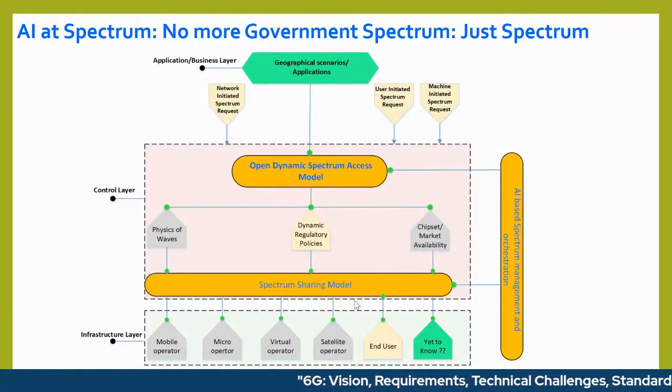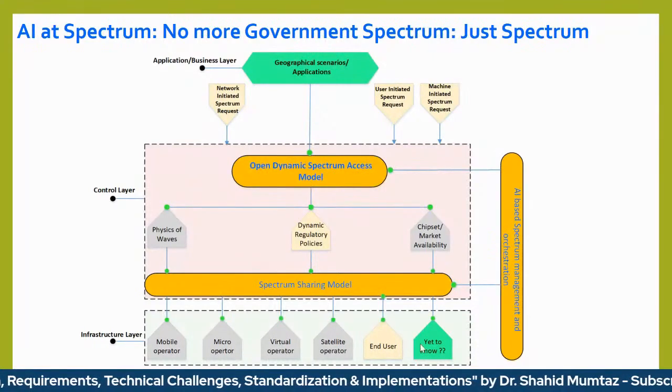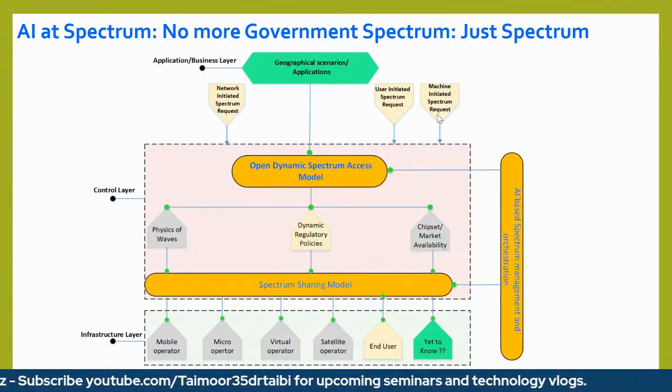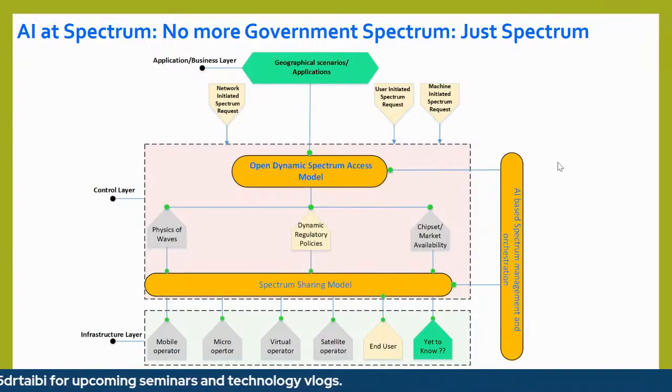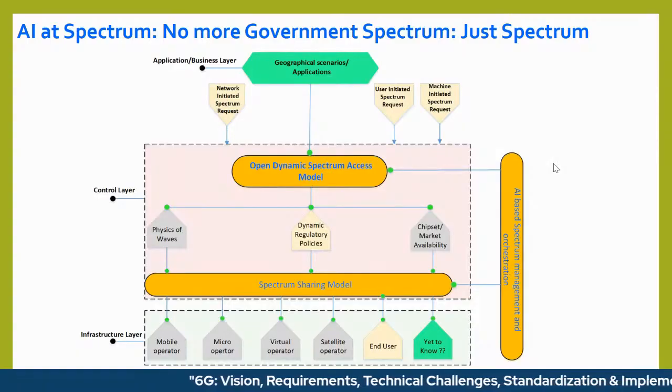Then the sharing model is that it can be shared with a mobile operator, micro operator, virtual operator, satellite, end user, and maybe something else which I don't know yet. So the idea is that it can be initiated by anyone, not only human beings but also network-initiated machines, and can be used by anyone. This is a totally different framework where we have dynamic spectrum management. This is my idea, but I don't know if the regulator will again be happy with this or not.